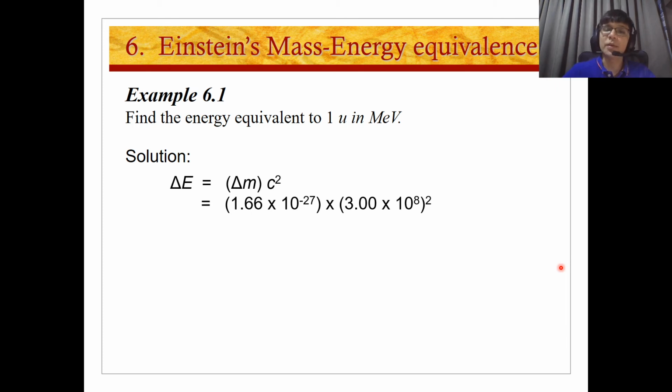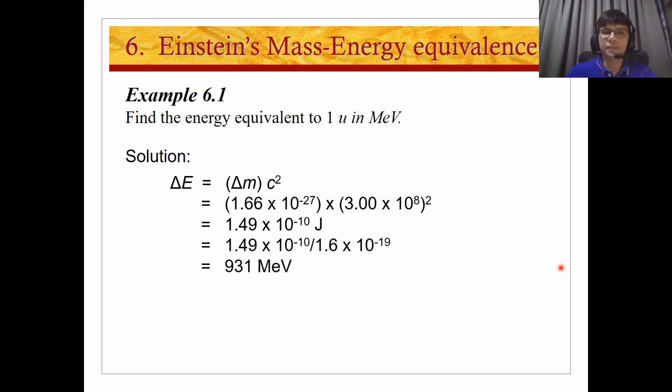On the right side, we substitute in 1 u of mass as delta m. So 1.66 times 10 to the power of minus 27 kilograms is u, the unified atomic mass. Then we multiply by c squared, the speed of light squared, giving 1.49 times 10 to the power of minus 10 joules, a very small amount of energy. But if you convert it to electron volts by dividing by e, you get 900 mega electron volts.